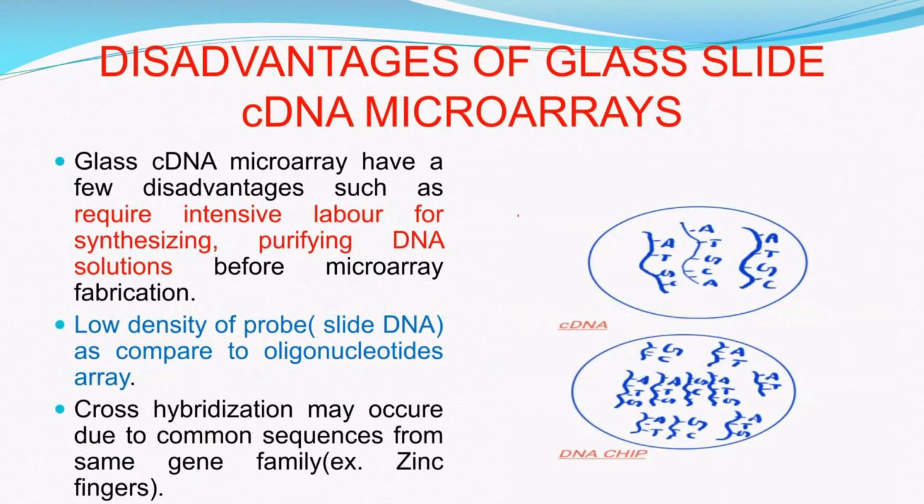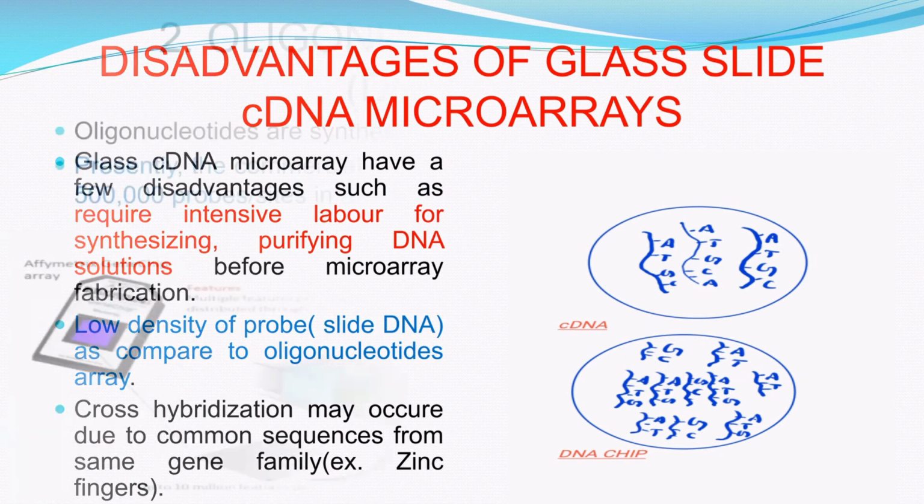The main disadvantage is that the density of DNA genes is much less as compared to the gene chip, where we can attach many complementary copies to a particular spot. On the other hand, on glass slides we are using up to two or three gene copies in particular spots.